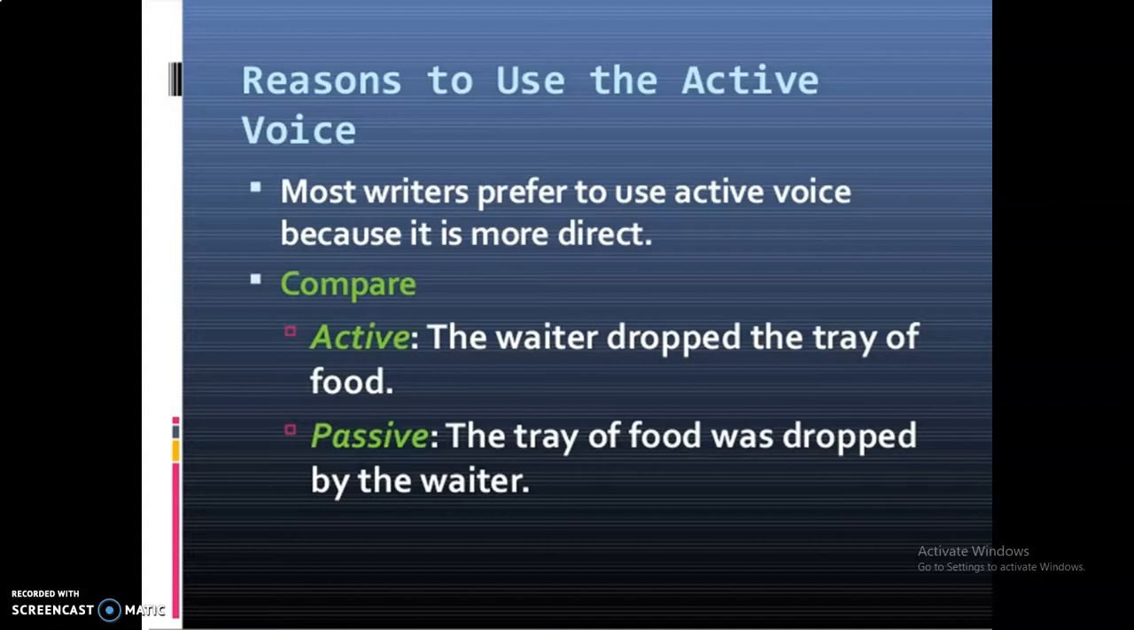So now compare active: the waiter dropped the tray of food. Convert to passive: the tray of food was dropped by the waiter.